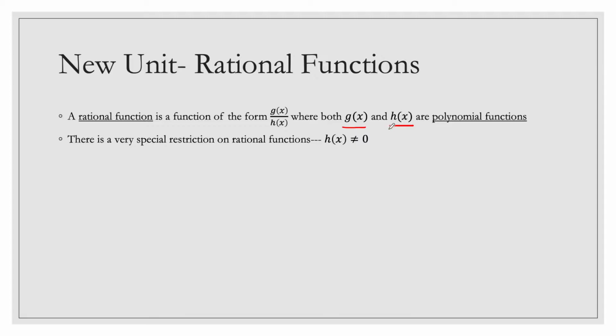And of course, we have one very special restriction on this rational function: h of x, which is the denominator, cannot be equal to 0, and that's for obvious reasons because we know we cannot divide by 0.